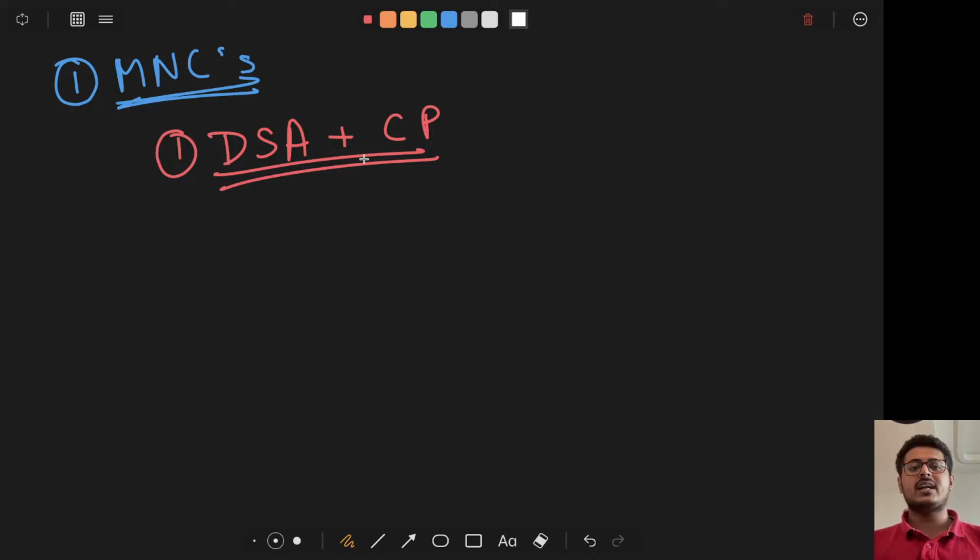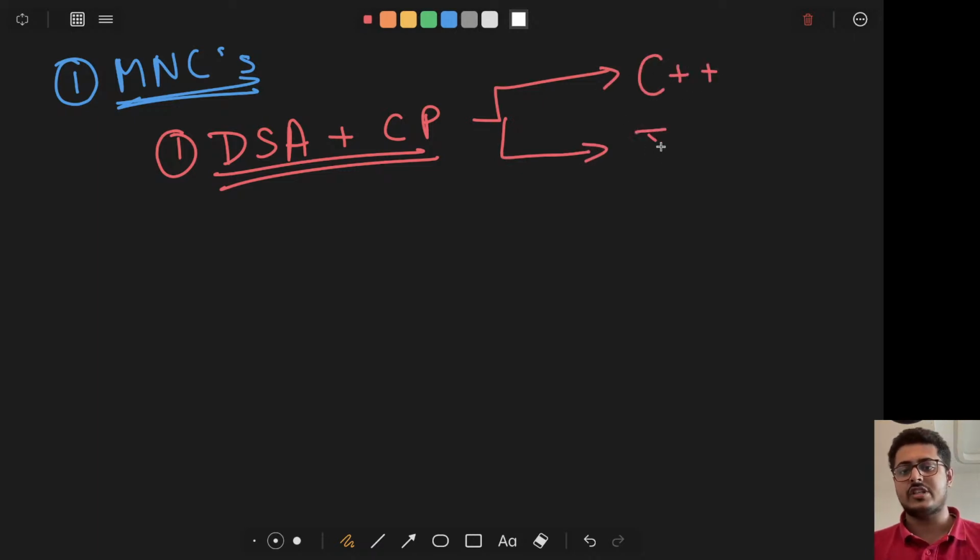If you want to get a job in any MNC, you have to learn data structures and algorithms and competitive programming. The language of choice, according to me, are just two: C++ and Java, and nothing else. If you want to get into a good MNC, there are only two languages that you should focus on. Okay, that is C++ or Java.